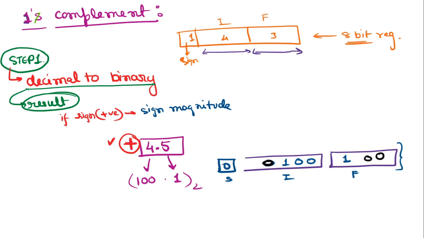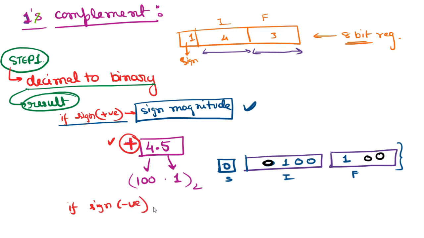So what I was saying is that whenever the sign is positive, we will follow the same representation as that of sign magnitude. The difference comes when the value to be represented is negative. If the sign is negative, in that case we will do the ones complement of the number. What do you mean by ones complement of a number? I will discuss here. Let's take another page.